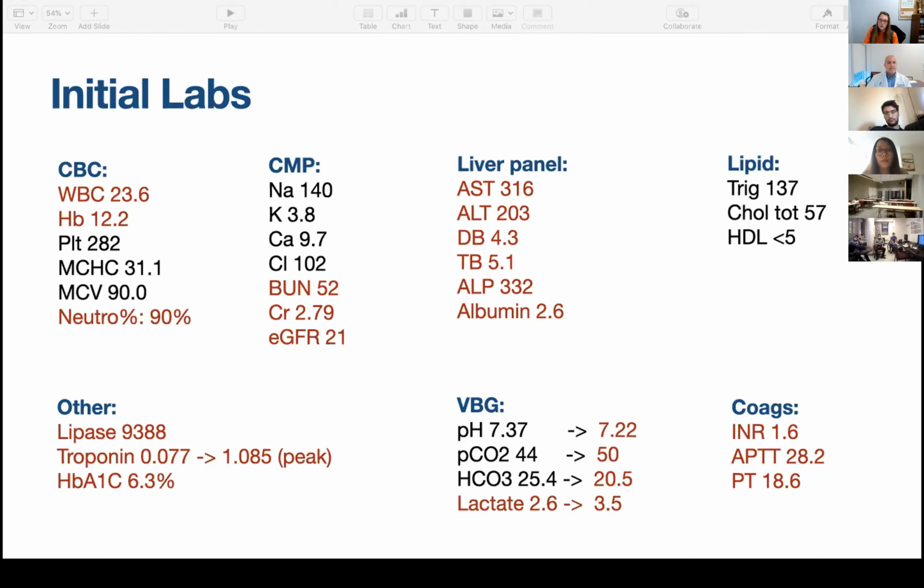Definitely, and so cholelithiasis. When we have pancreatitis, we need to figure out if cholelithiasis is one of the causes. So all good thoughts, lipase is high, absolutely.